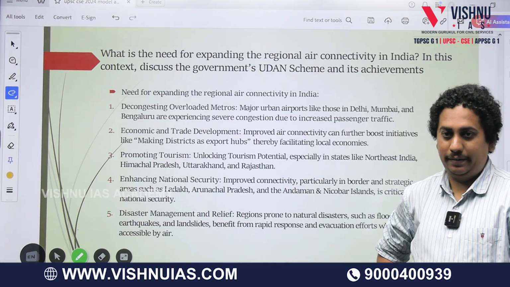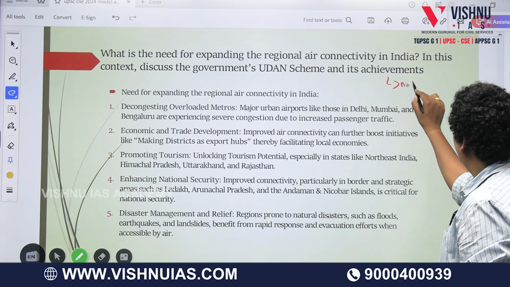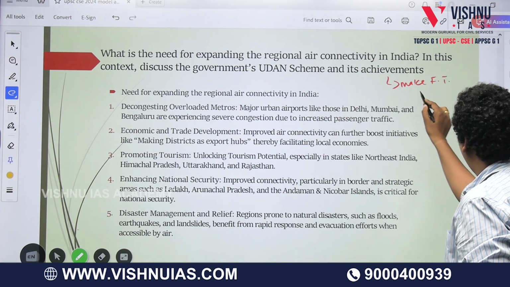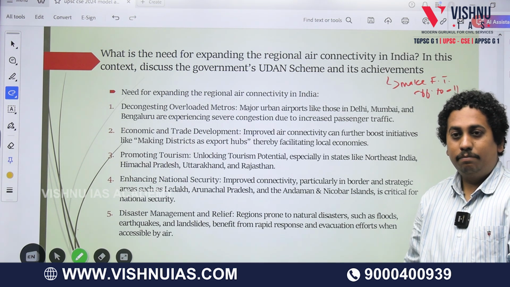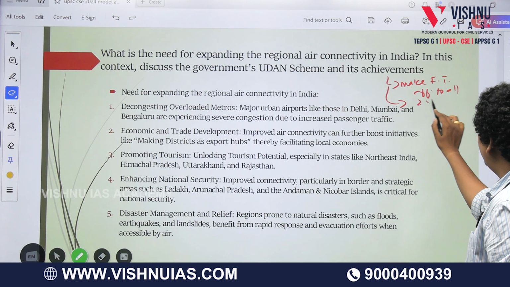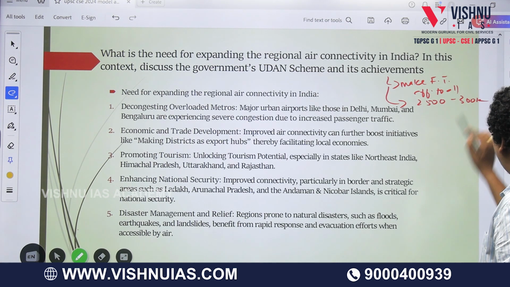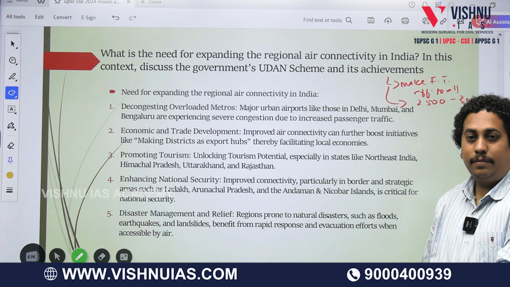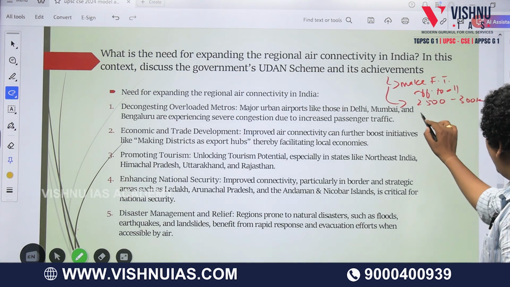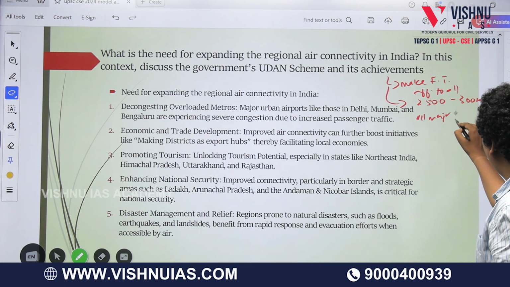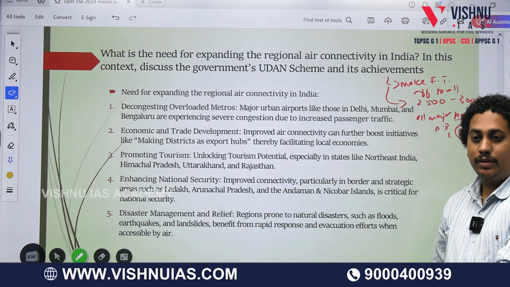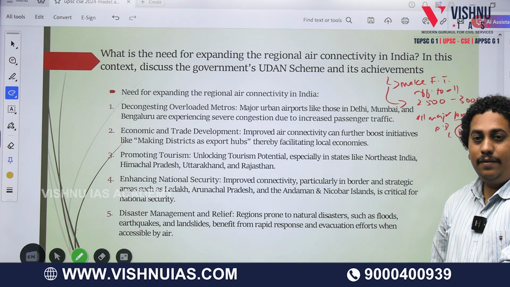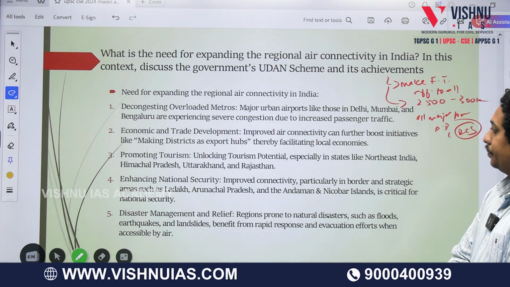Simple: to increase air connectivity, okay, to make flight travel affordable to all. That is the main motive. The maximum price of a flight ticket is rupees 2,500 for a distance of 300 km. Maximum price. And in all the major towns, we should set up an airport. That is called RCS, Regional Connectivity Scheme. RCS. Every area should be connected with an airport.